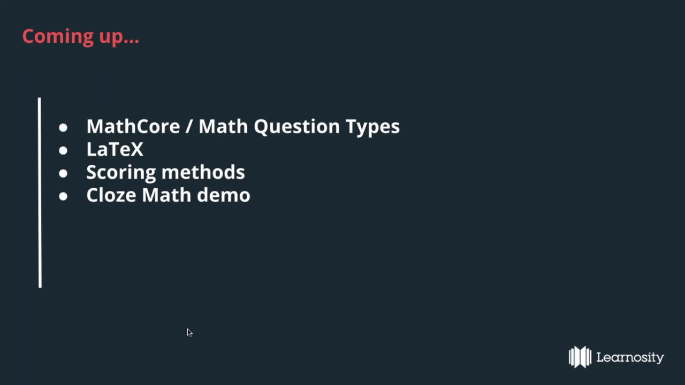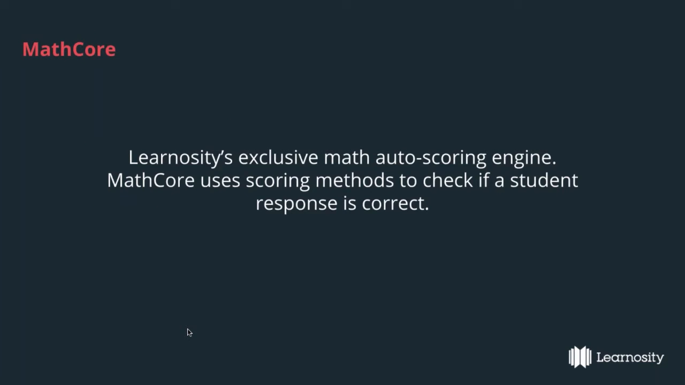So first of all, MathCore is our purpose-built auto-scoring engine for math. We've built it ourselves, and it can score really complex math really efficiently. It does this with scoring methods. When you are authoring a question, you select a particular scoring method to score the question with, and that is what MathCore then uses to check if the student's response is correct.